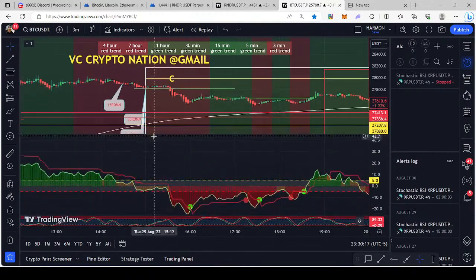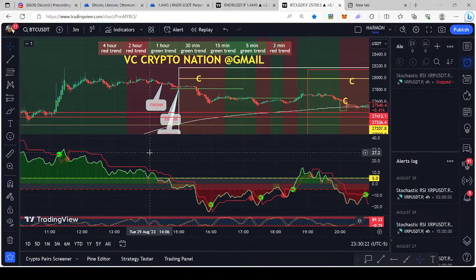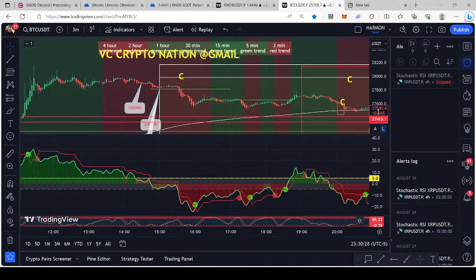And first and foremost, what you're going to need is a red moon and a red trend on the 3-minute. Remember, everything that we enter is always going to be on the 3-minute, right? So how to properly enter a trade is going to come down to the 3-minute, right?